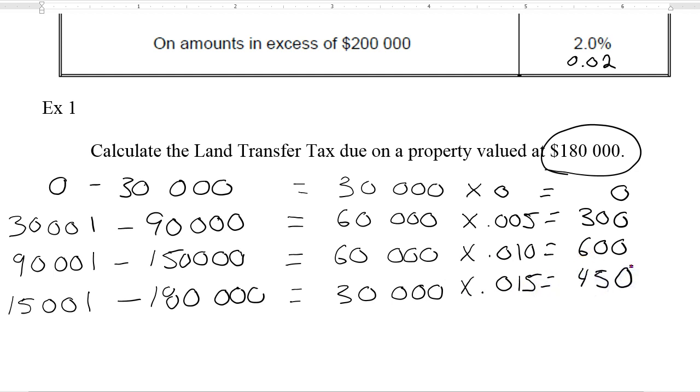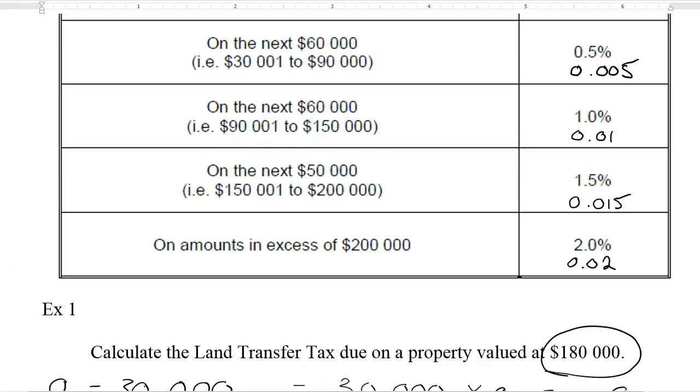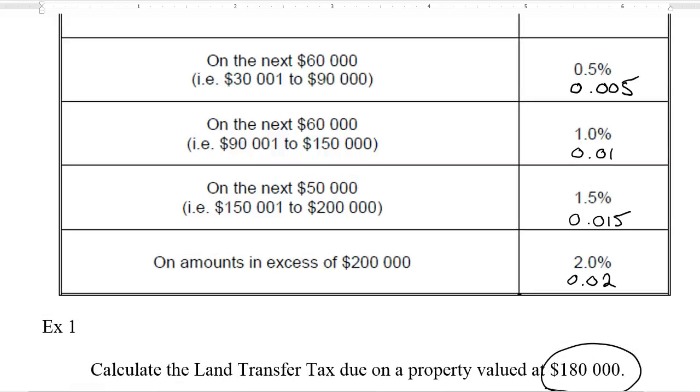So I now know the amount of tax I'm expected to pay for each bracket. My total bill will simply add these up, and I should get $1,350 in land transfer tax. So in order to get that property into my name so I legally own it, there will be a land transfer tax due of $1,350. Now we can go to our workbook and get started.